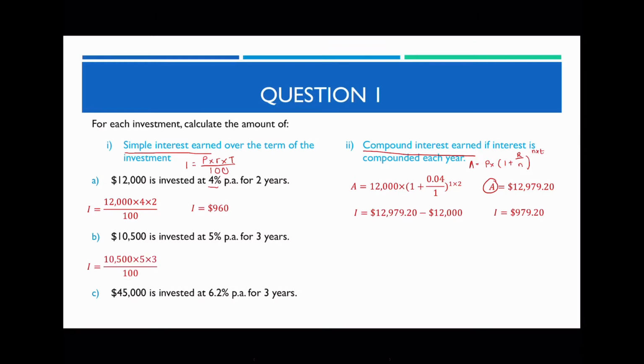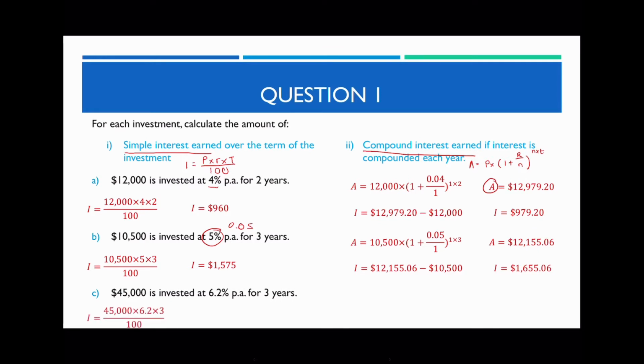$979.20. I'm going to do the exact same thing for part B: 10,500 times 5 multiplied by 3. I get $1,575. Now, to calculate compound interest, I need to convert this into a decimal, which is equivalent to 0.05. Put this into my formula. You should get an answer of $12,155.06. To calculate the amount of compound interest, I go final amount, subtract the initial amount. Therefore, I'm going to have an answer of $1,655.06. And for the last question, pretty much do the exact same thing. And this is the answer that you should arrive with.